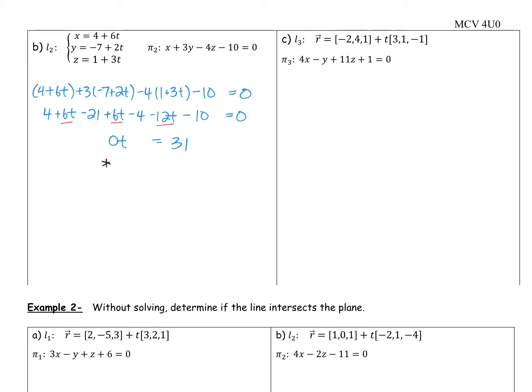I want you to remember that this is never true, right? 0 times some number t will never equal 31, and this, of course, like we said, means there's no solution. So think about the three scenarios from the beginning, okay? That would mean that the line is parallel to the plane. Okay, that's the scenario there. That's what you would end up with when you went ahead to solve.